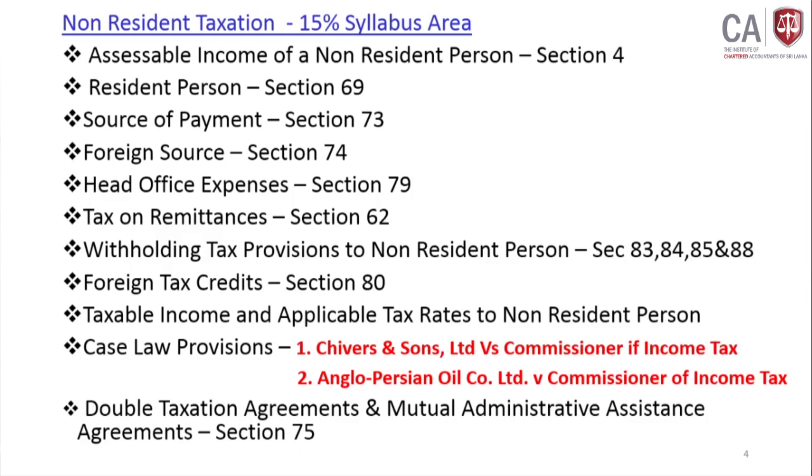One of the ultimate objectives is to compute the taxable income and compute the income tax liability. Here also there are case law provisions. The two cases are Chiviers and Sons Limited versus Commissioner of Income Tax, and Anglo-Persian Oil Company versus Commissioner of Income Tax. Okay, what are these two case laws talking about? They are talking about the independent agent and the dependent agent.